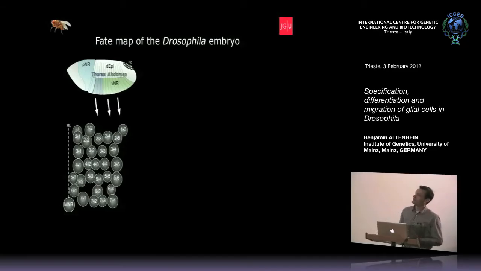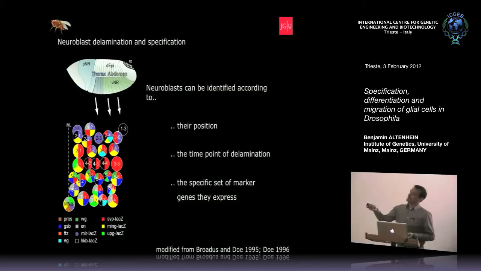They are numbered. And according to their position, each of these progenitor cells, each of these neural stem cells, adopts a particular cell fate. And we can see that on the one hand by a combination of different marker genes that each of these neuroblasts expresses. So the position of these neuroblasts along the anterior-posterior axis of this segment as well as along the ventral-dorsal axis specifies its cell fate. Also, the time point of delamination is important. And this results in this specific set of marker genes that they express, and it also results in a specific cell clone that each of these neuroblasts will produce during neurogenesis.